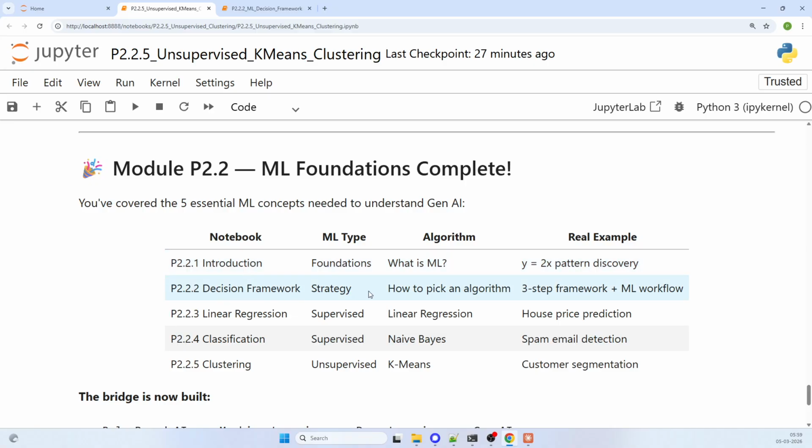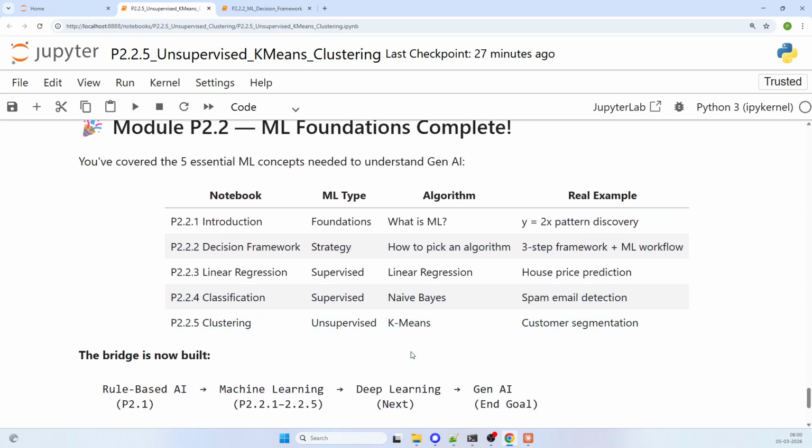And in the first part, we also discussed three types of machine learning: supervised, unsupervised, reinforcement. In the decision framework, it is how to pick an algorithm. What are the three steps? Interpret data: first check the data, labeled, unlabeled, or trial and error. Second is identify the task: regression, classification, or clustering. And then identify the algorithm. We mainly focused on linear regression, classification, and clustering, specifically Naive Bayes and K-means.